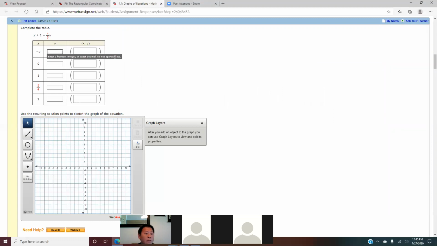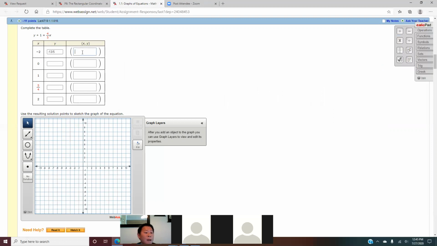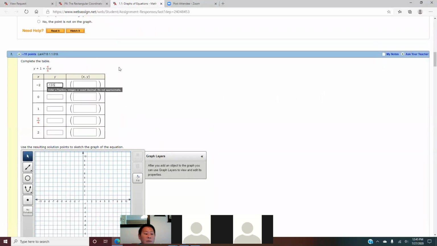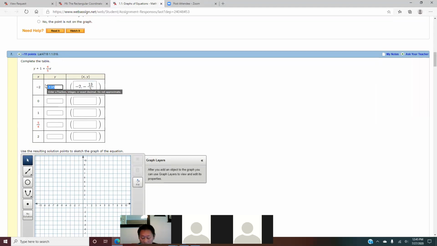Oh, where was the fraction? Yeah, 13/5. Let's see if they like it or not. Oh, there you go. Now the thing pops up. Where was that thing? And these coordinates will become -2, -13/5. I don't know why that thing doesn't come out that way. That is the weirdest one.